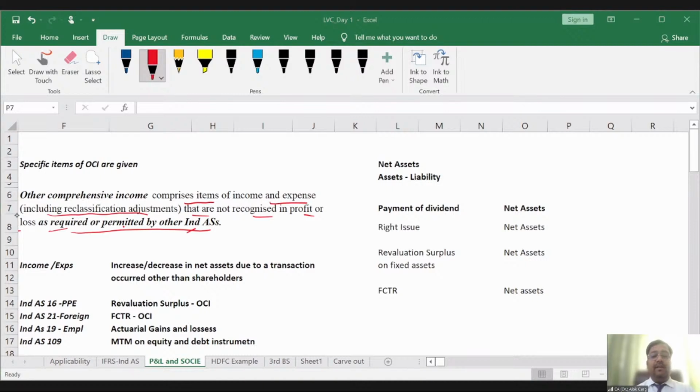Tell me, by paying a dividend, whether net assets will increase or decrease. Christy, I will explain that. Don't worry. First of all, I am explaining what is OCI.